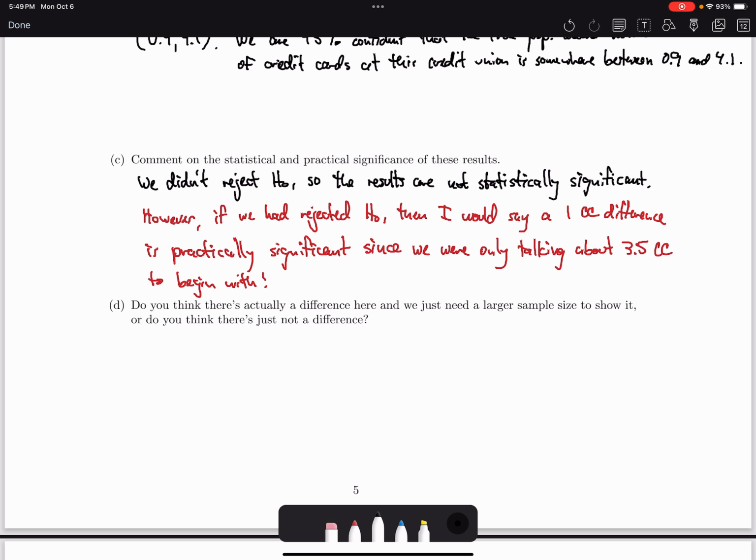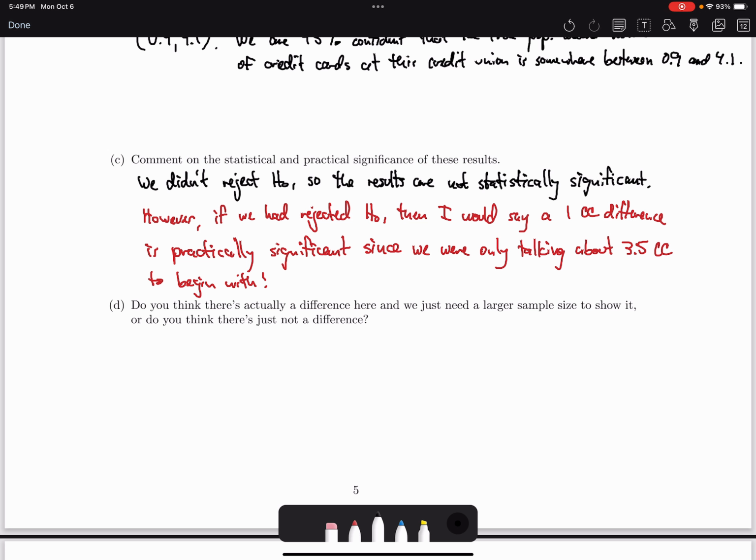And that leads us into part D, right? Do you think there's actually a difference here and we just needed a larger sample size to show it? Or do you think there's just not a difference? I absolutely think that this is just a sample size issue. Now, just to be clear, it is possible that because we had a small sample size, we're getting some really skewed results, right? And that's exactly why we have to be careful and not just look at the sample mean and say, well, yeah, clearly the sample mean is showing a difference. We have to actually run the test and see, do we have sufficient evidence to say that?